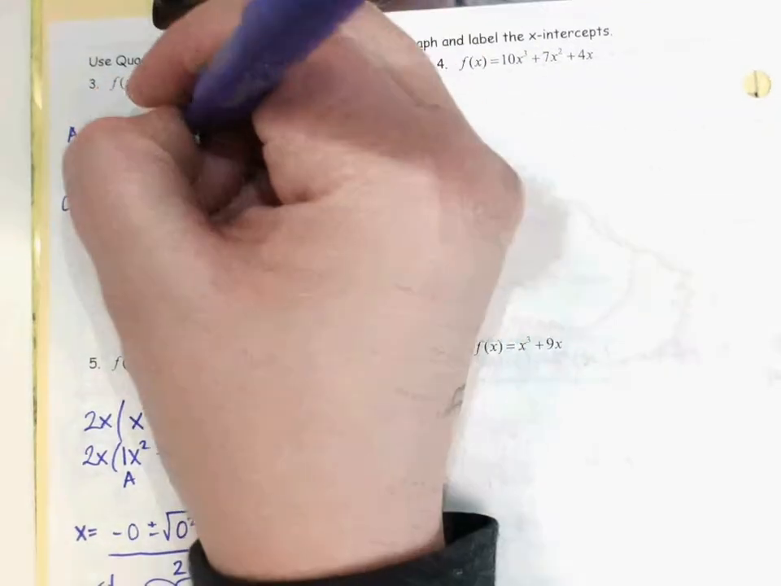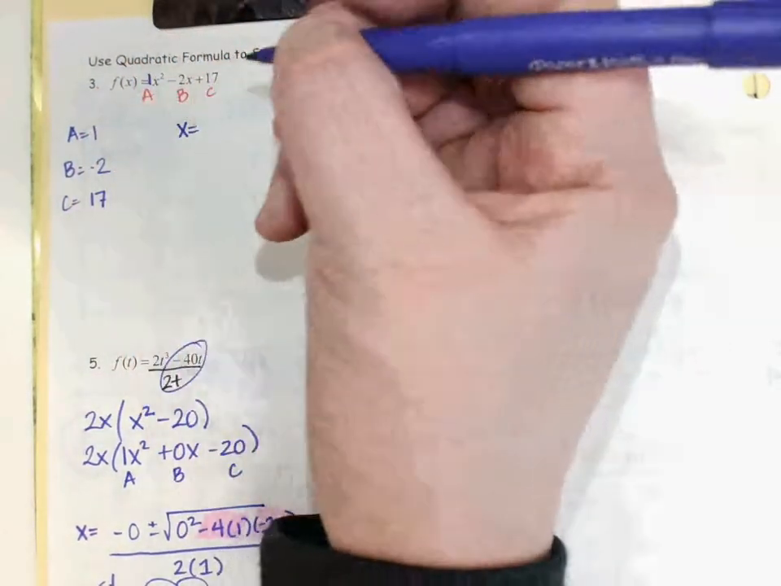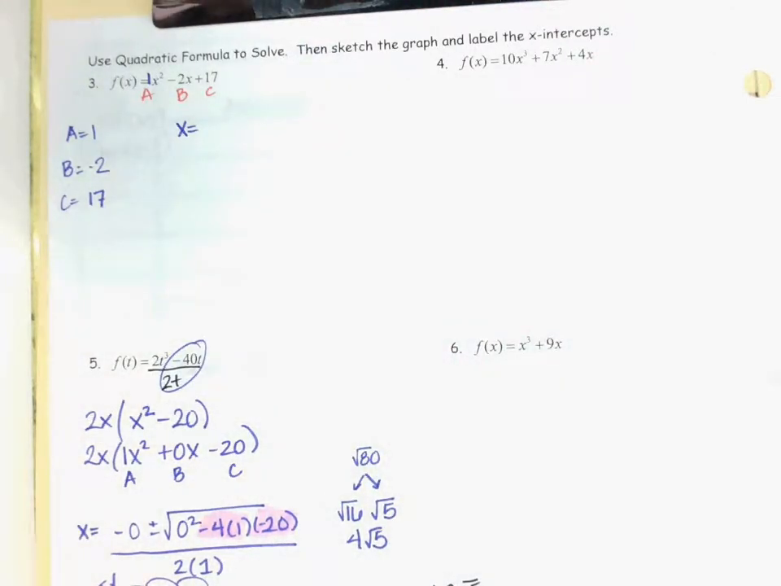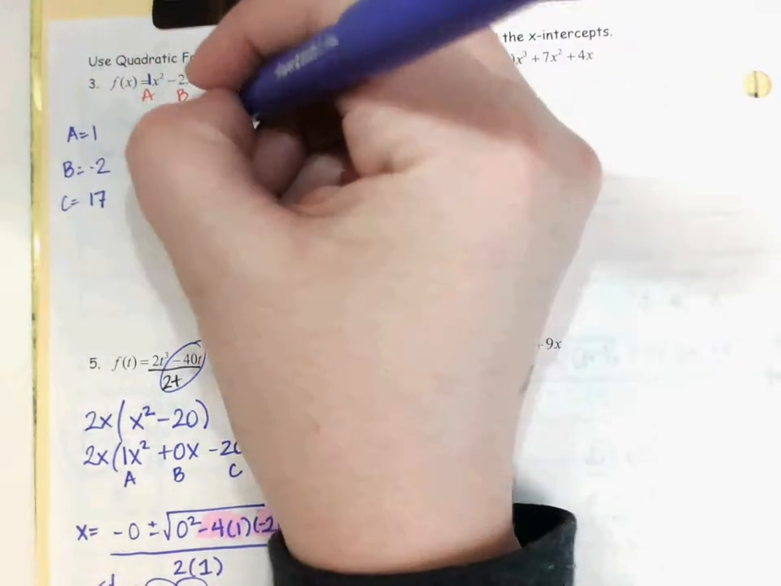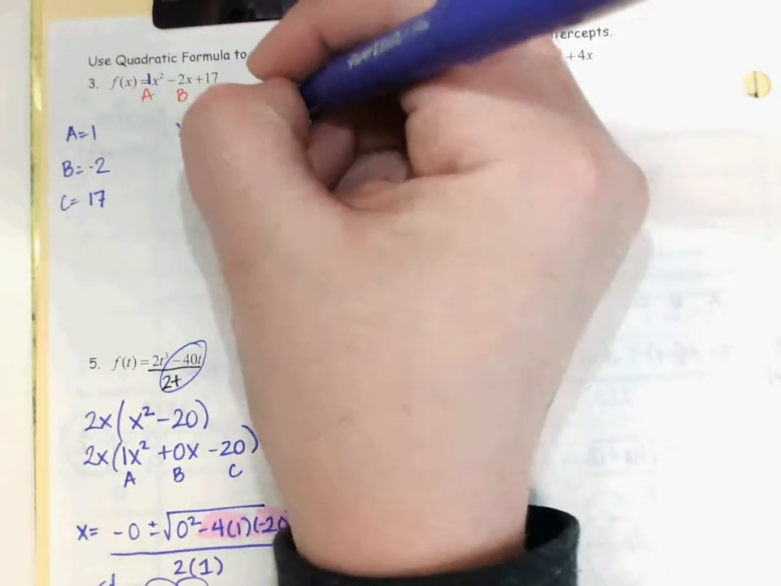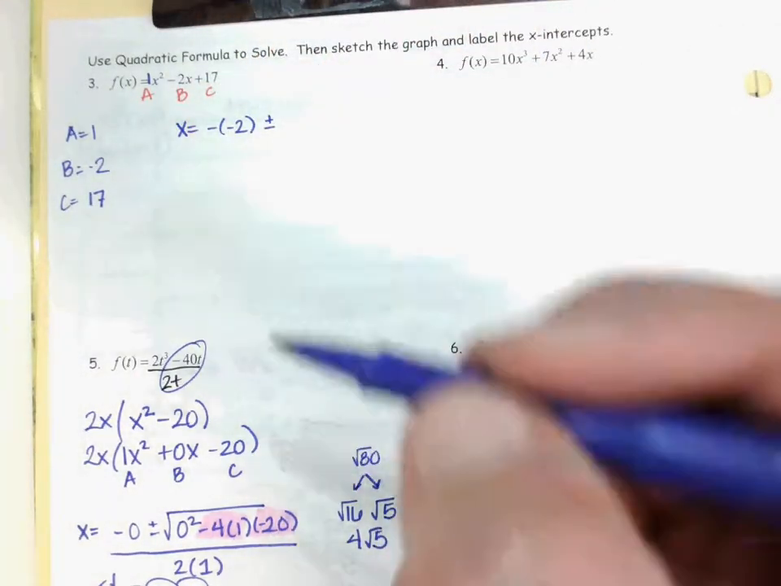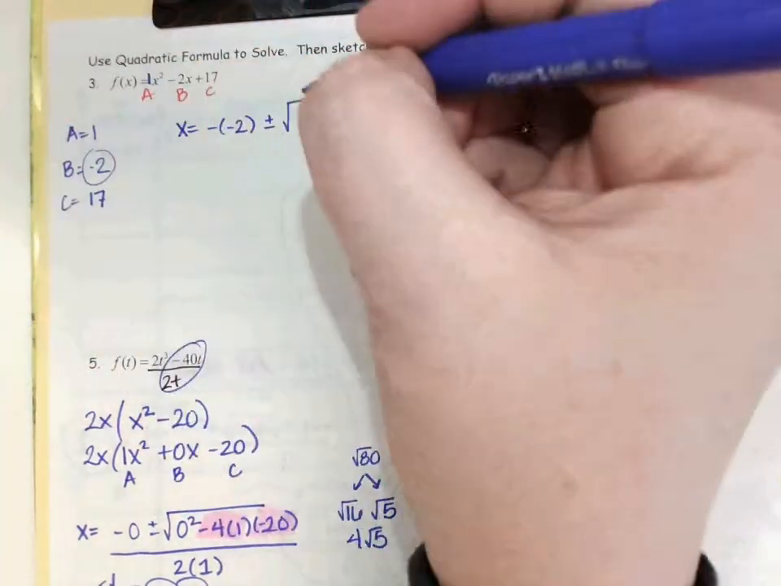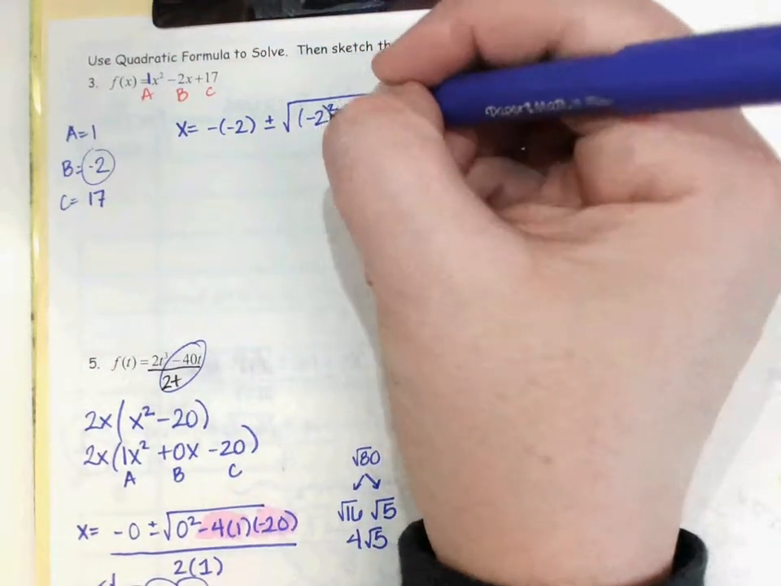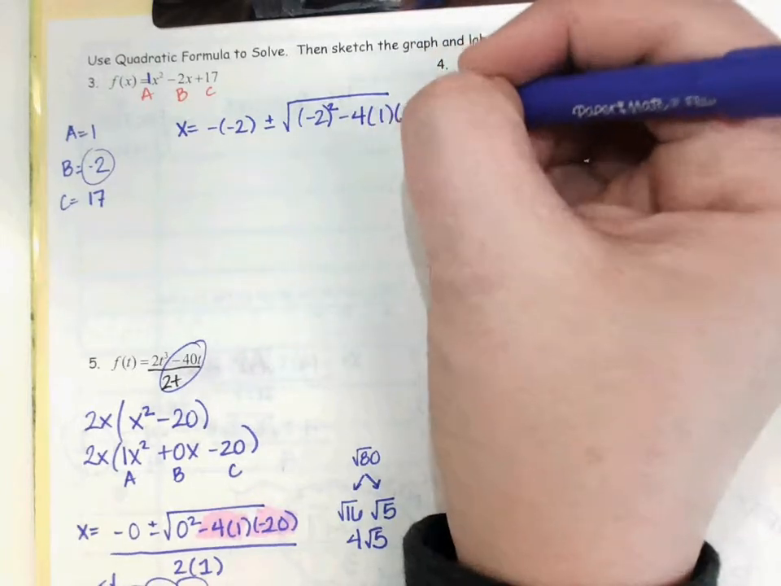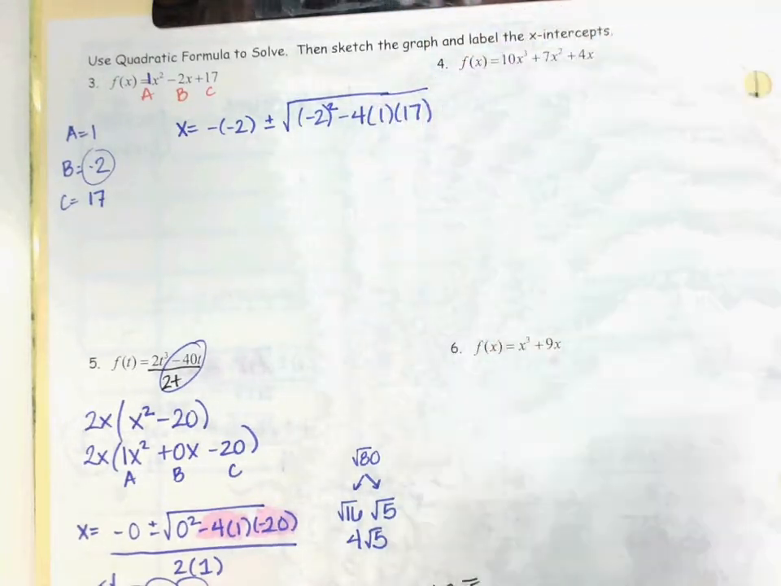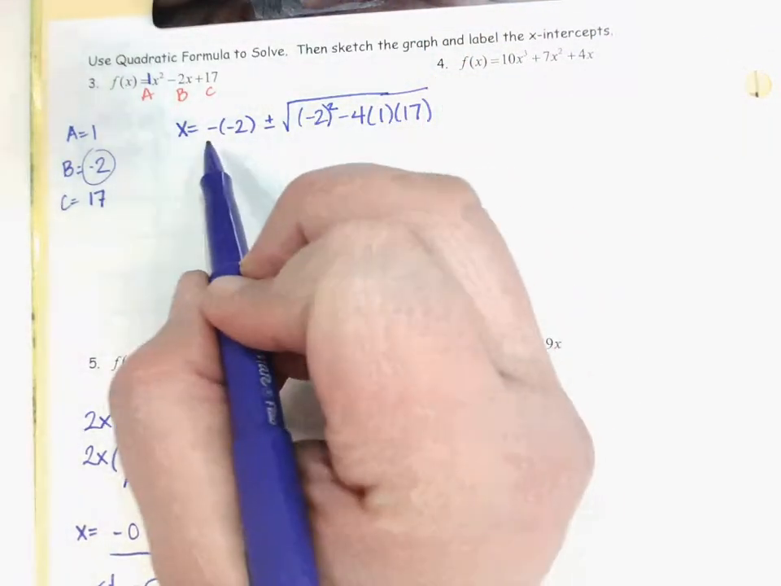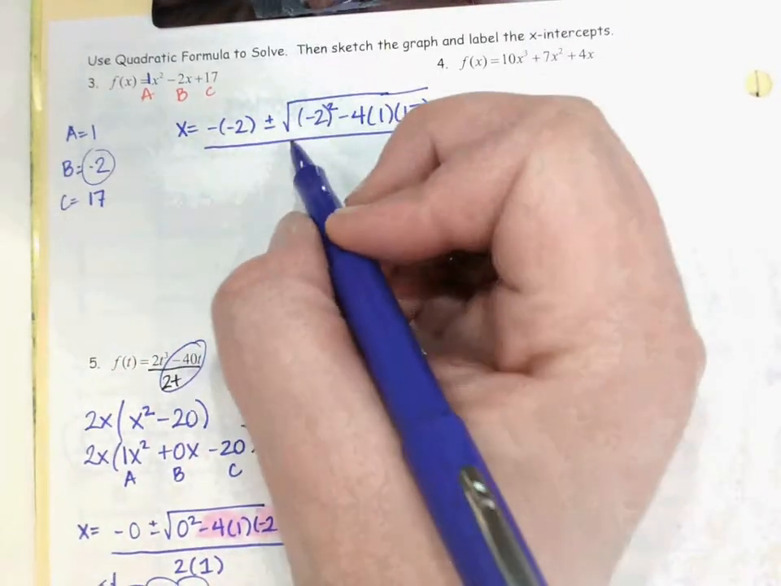So, I'm going to follow my formula from the front. You can flip back over and look at yours if you need to. It's negative B, which was a negative 2, plus or minus, square root, B squared, which was my negative 2 squared, minus 4 times A times C. All of that divided by 2A.